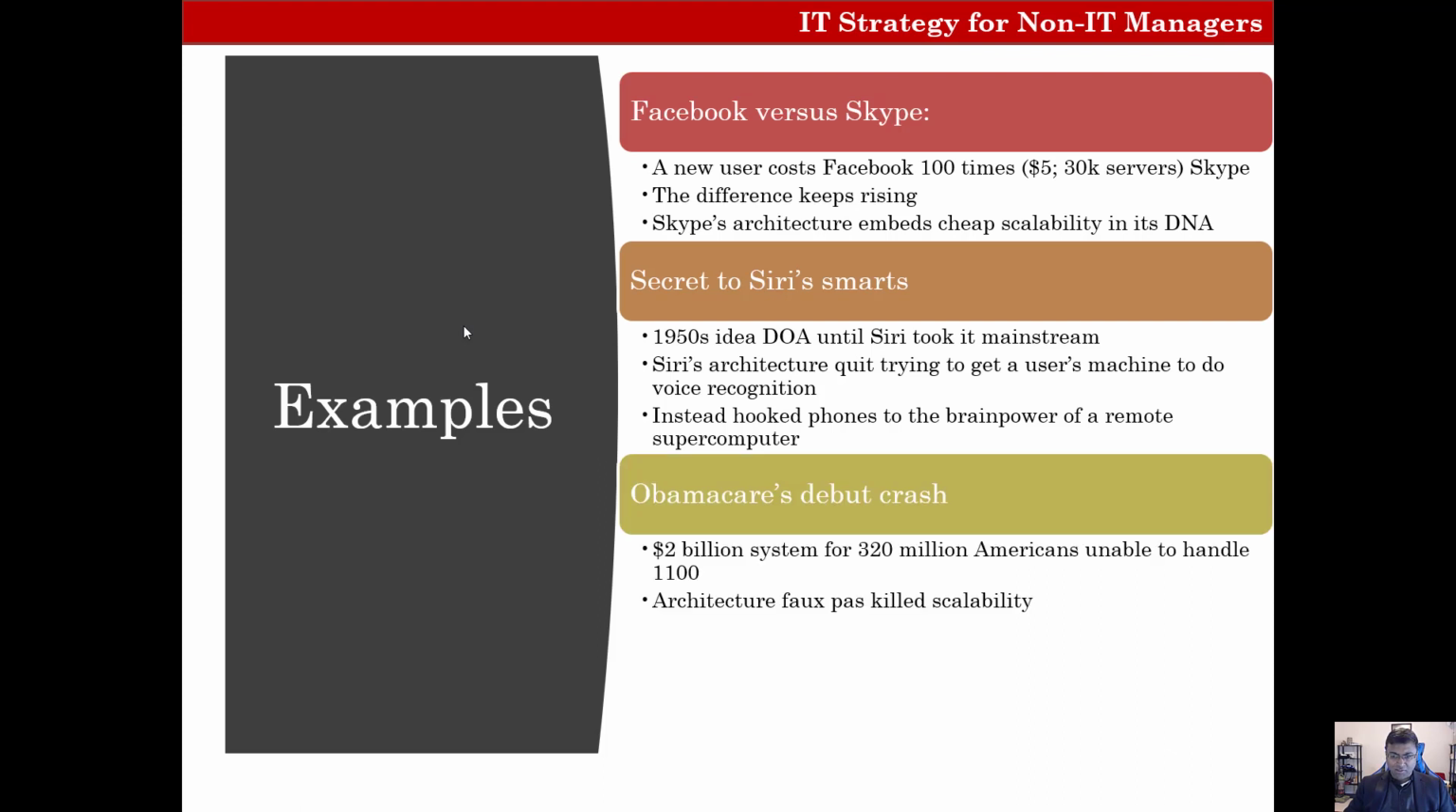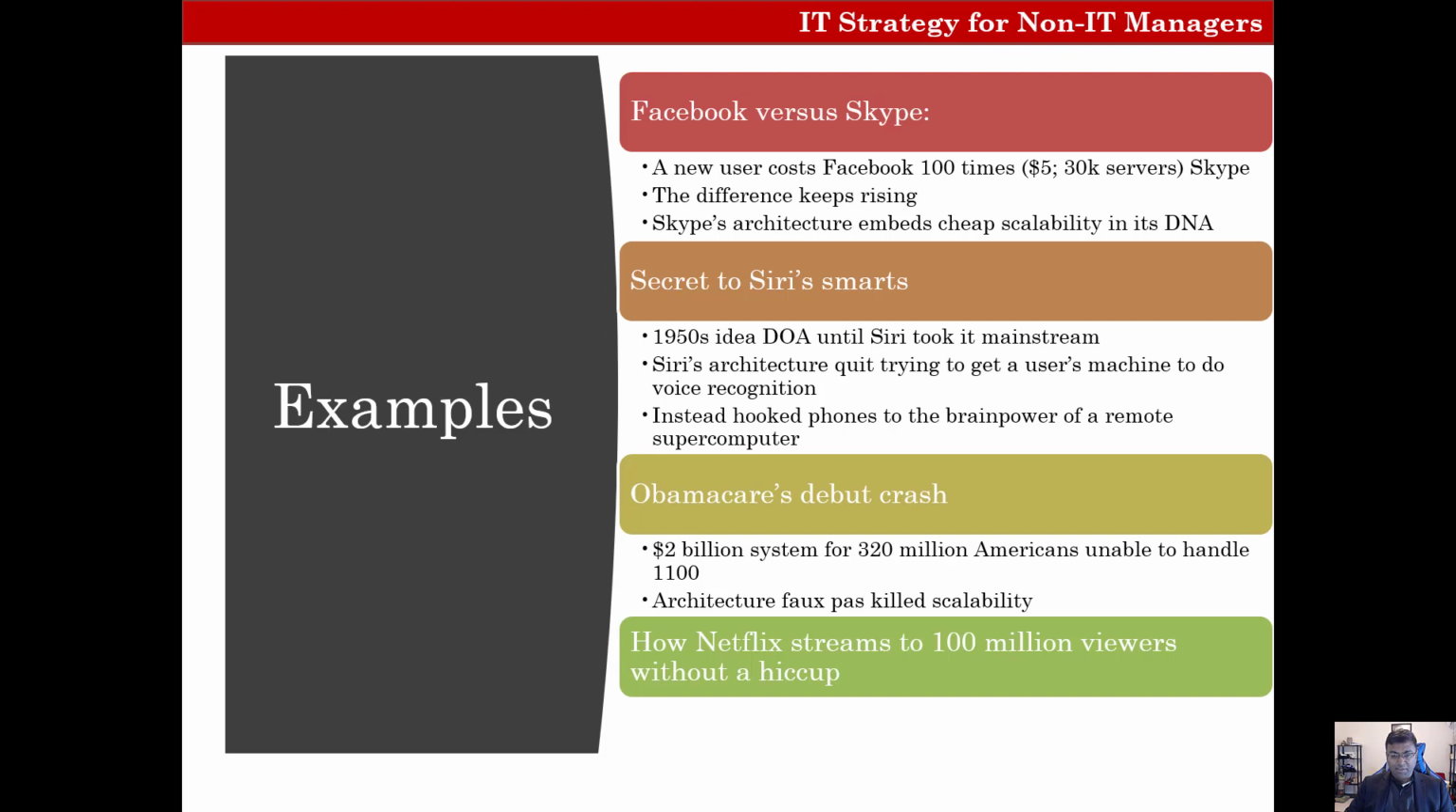Let's take Obamacare's website. The main issue with the implementation of Obamacare ended up not being the healthcare law, but actually how the website was implemented. The $2 billion system was set up to handle about 50,000 simultaneous users, and the first day there were more than 20 million people trying to access it, and because it wasn't scalable, that crashed the website. Netflix is able to stream to more than 100 million viewers over 190 countries because of its distributed architecture.